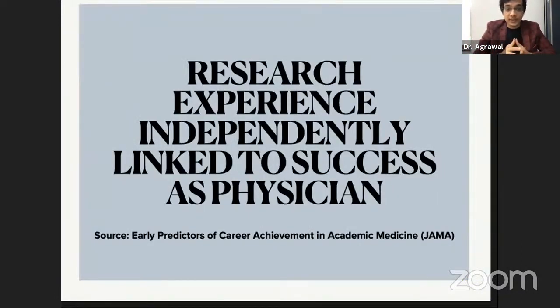So research experience independently is linked to success as a physician. This is a conclusion of a paper in the Journal of American Medical Association. So don't just think of it as something on your CV. It helps you become a better practitioner. It helps you become a more known practitioner in your circles, and it'll definitely help you reach whatever peak of research organization that you really want to.